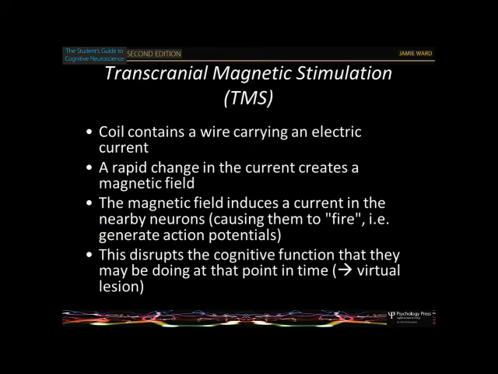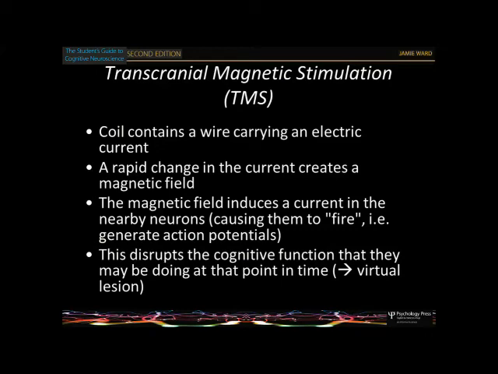So here you see what's called a figure of 8 coil, this kind of shape here. And what that does is it's got wire going round it, and you have a rapidly changing current through the wire that generates a magnetic field, and the magnetic field passes over the skull and causes the neurons under the skull to effectively fire to generate action potentials.